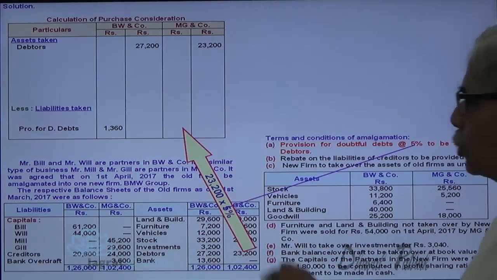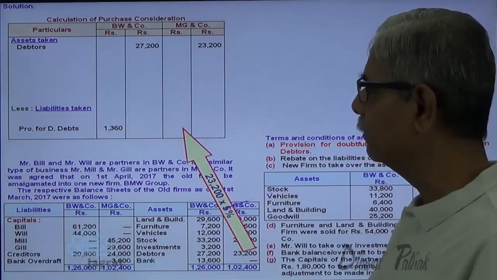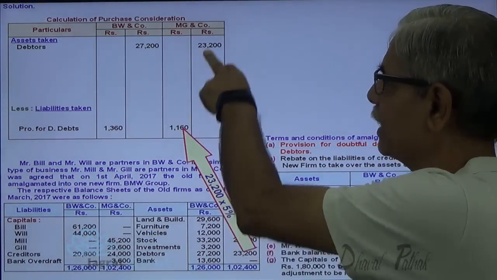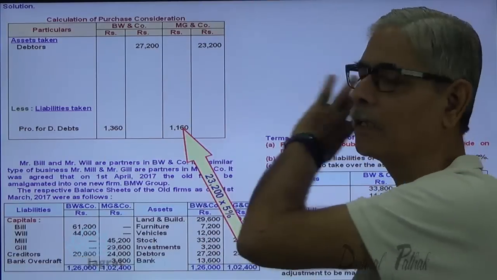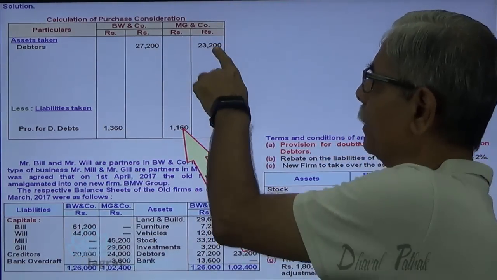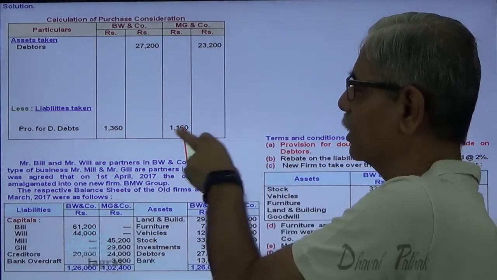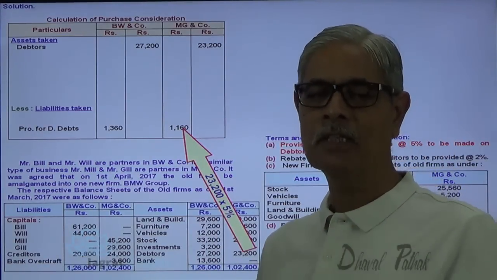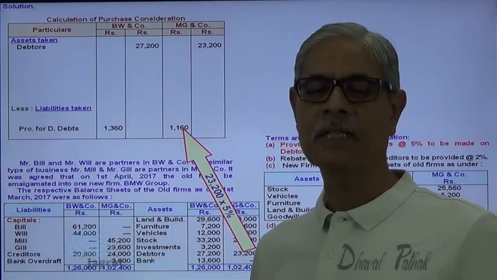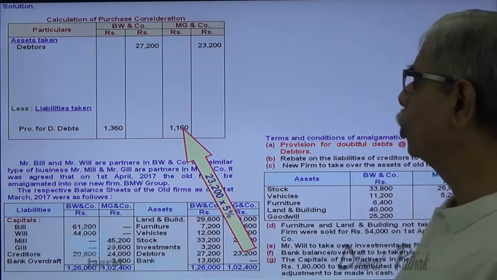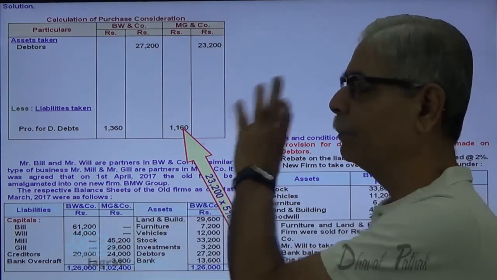5% of 23,200 is the bad debt reserve. I deduct it, provision against the asset, I deduct along with the liabilities. So debtors are purchased of MG at 23,200 minus 1,160. This is the price at which the debtors are purchased by the new company, BMW Group.